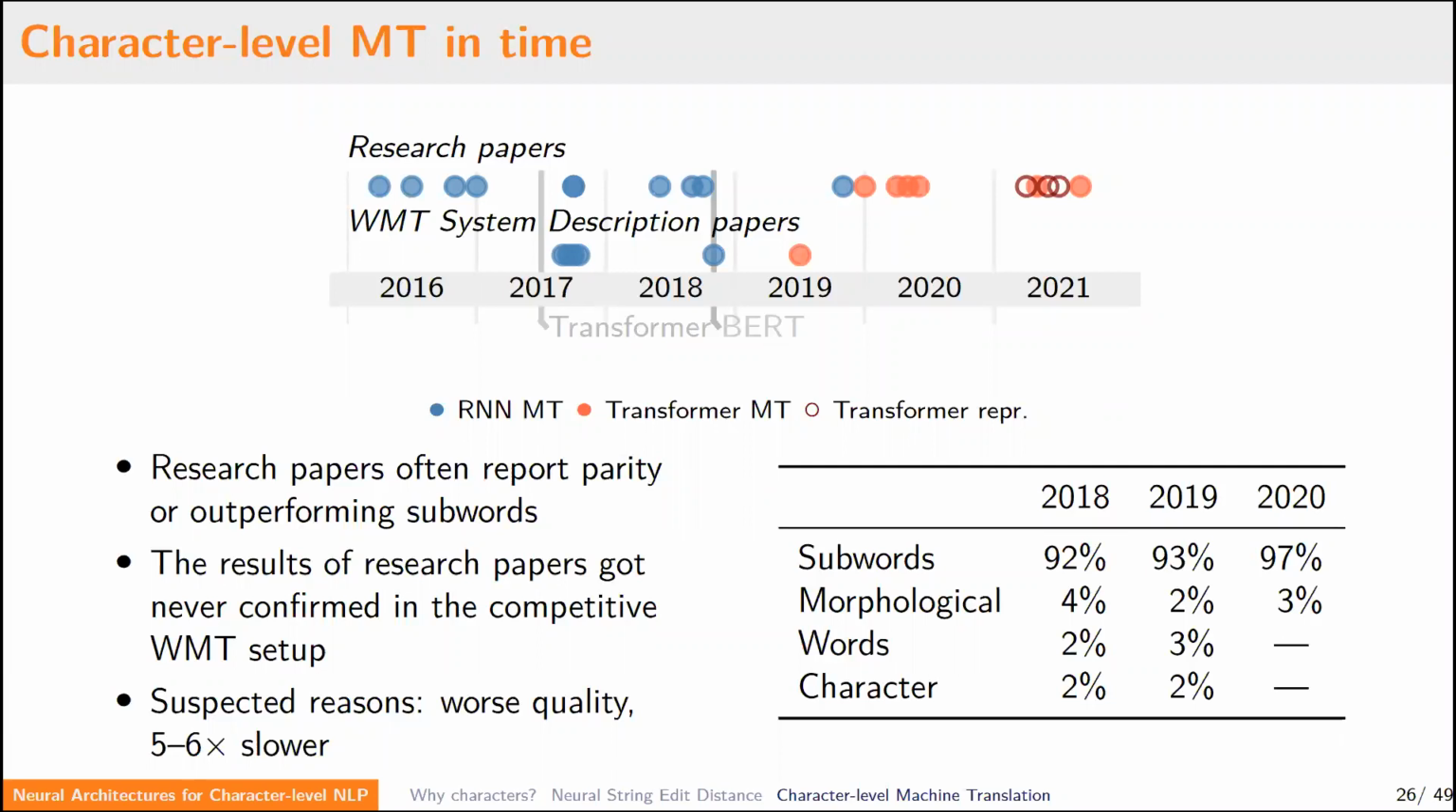And this shows how often different segmentation was used at WMT in different years in all the translation tasks. So the subword models clearly dominate. Every year there are some approaches that try to use more morphological segmentation. Typically these are used for Finnish. And word-based and character-based models are very rarely used.